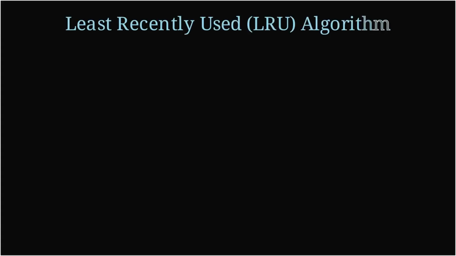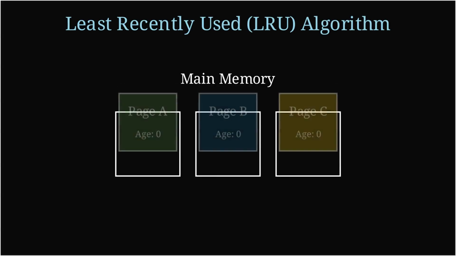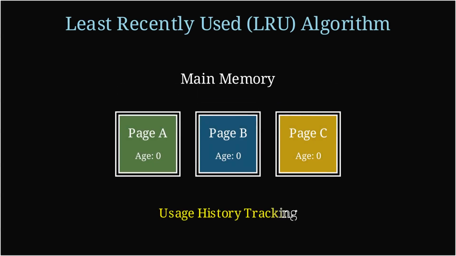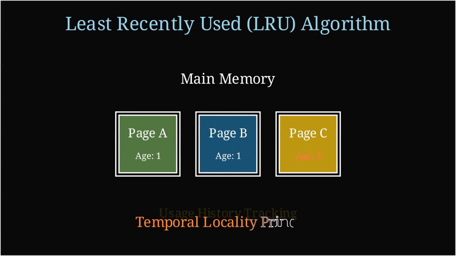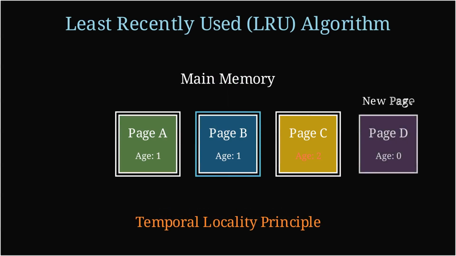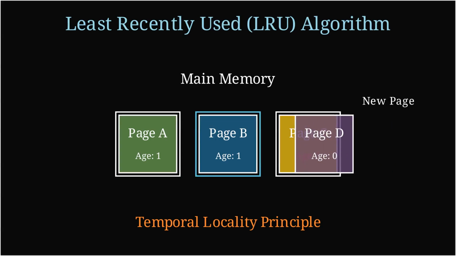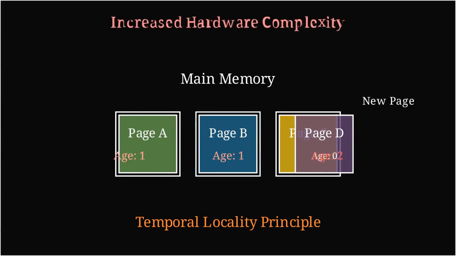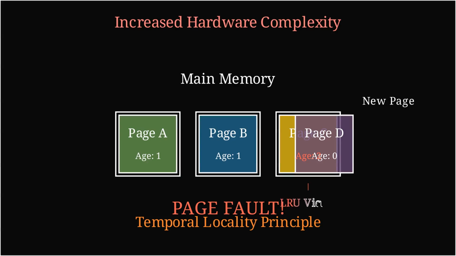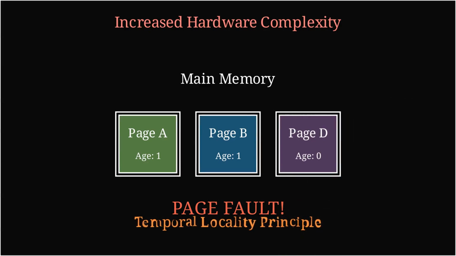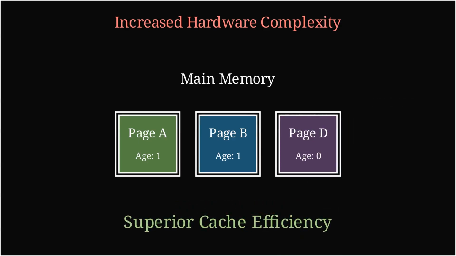The least recently used, or LRU, algorithm aims to improve upon FIFO by considering page usage history. LRU replaces the page that has not been used for the longest period of time. The intuition here is that pages used recently are more likely to be used again soon. This algorithm requires tracking the last time each page was accessed, which adds complexity compared to FIFO. However, LRU often performs better by reducing the number of page faults.